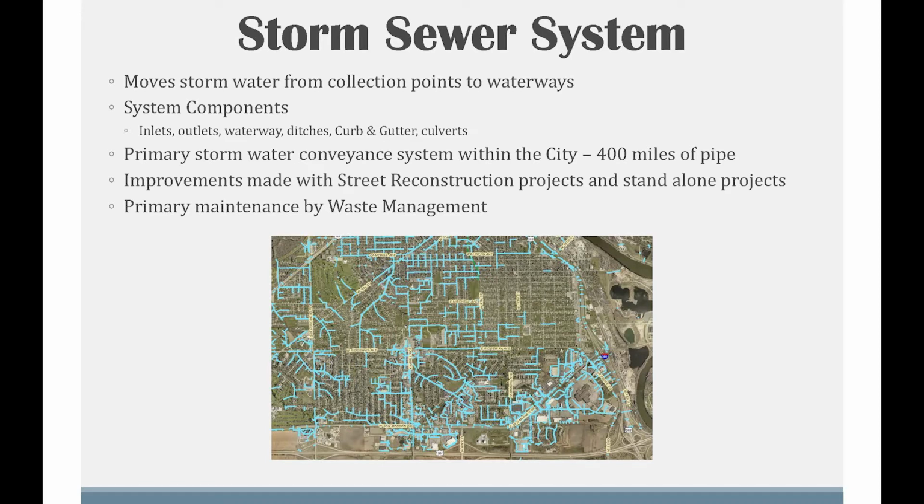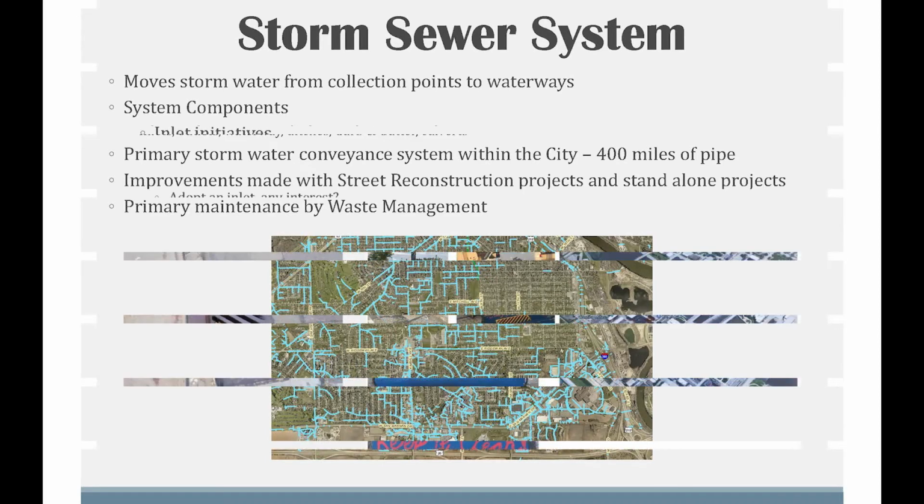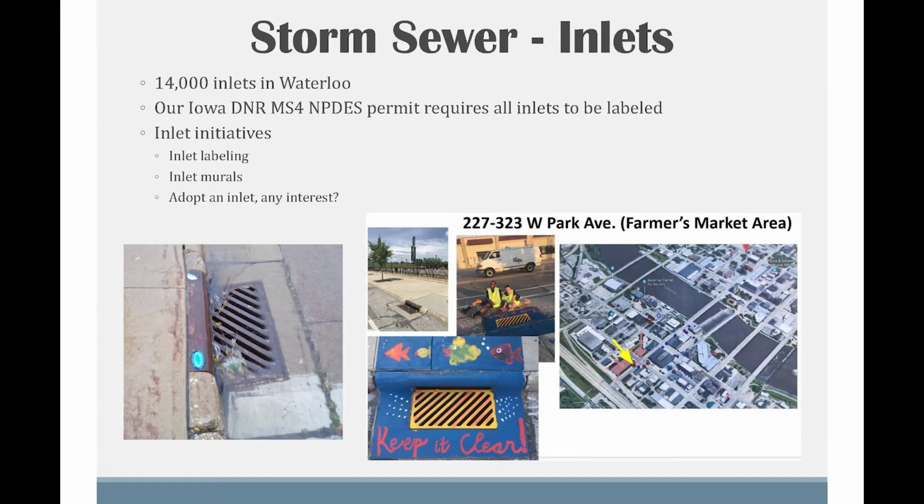And then waste management is the one who usually does the maintenance for those. As I mentioned, on the streets, we have storm inlets. This is where the water flows into after our rain events. We have about 14,000 of these.